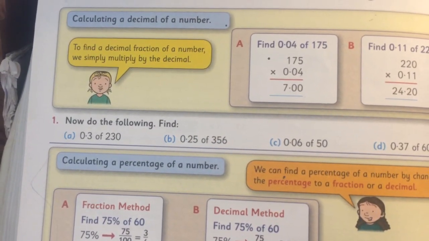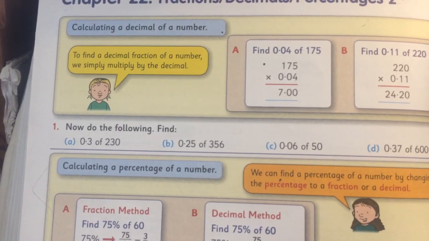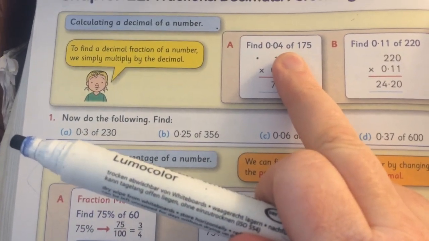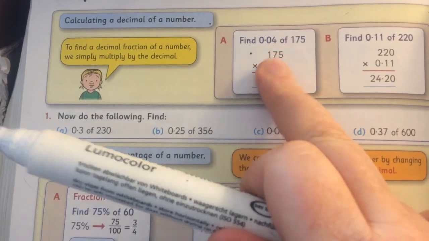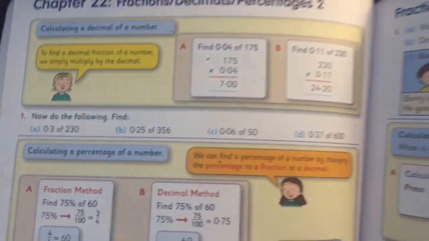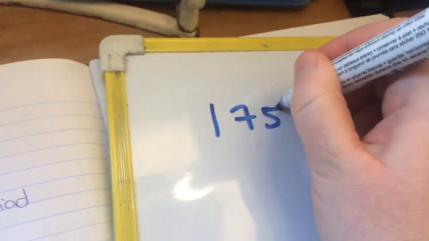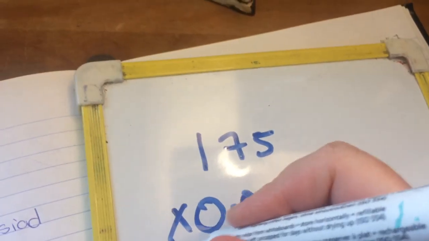And it says find 0.04 of 175. Now, anytime you see of in maths, it means multiply. So of something, find something of, means multiply. So here we just multiply it out, okay? So I'm just going to do it here. So 175 multiplied by 0.04. Okay, so let's just do it out.